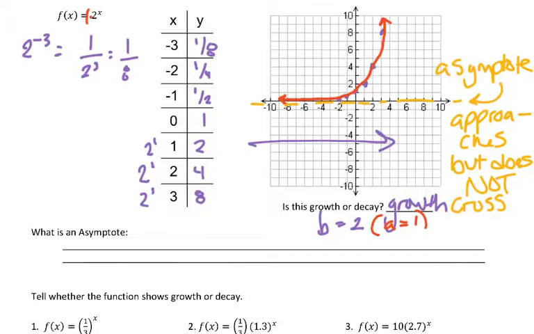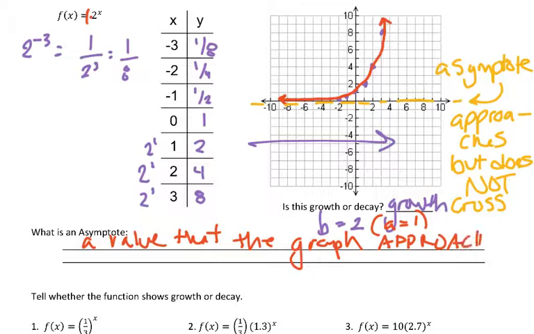And then what is an asymptote? I kind of already said that, but it is a value that the graph approaches but never crosses.